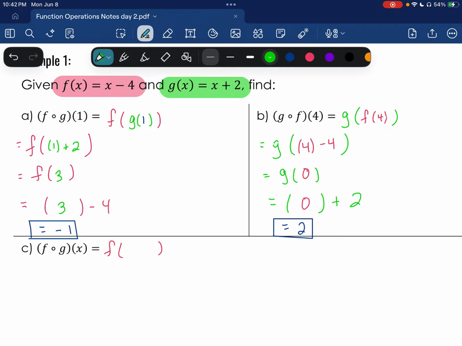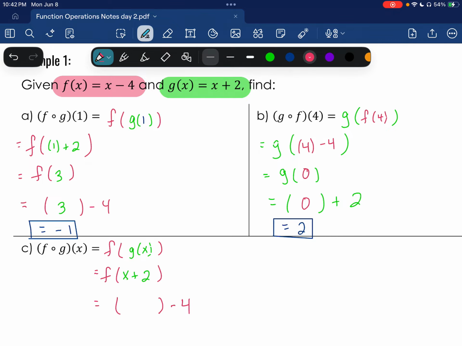So everywhere in my function f where there used to be an x, I'm going to put a big old set of parentheses. And the rest is minus 4. It used to be x minus 4. Now, in place of x, we're going to put x plus 2. Then we just combine all our terms here. We've got 2 minus 4, and so we'll end up with x minus 2.